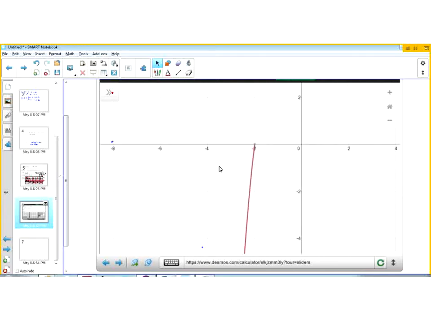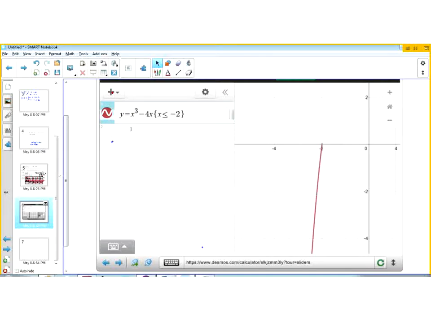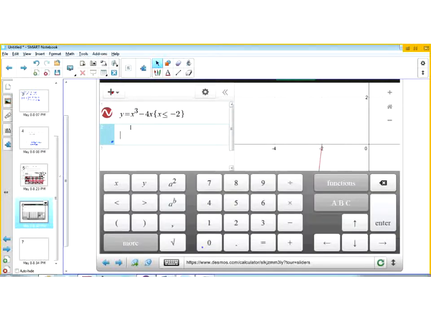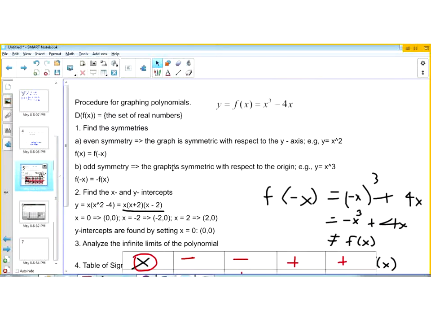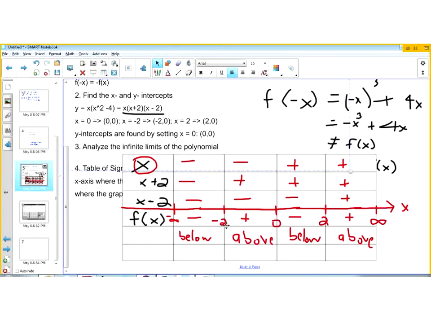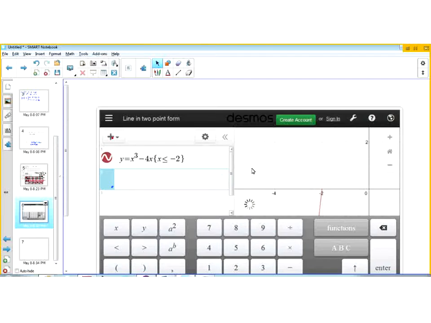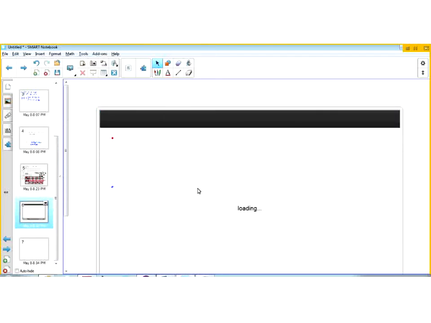Okay. So panning around, we see that, as expected from our table of signs, for x less than -2, the graph is below the x-axis, as you can readily see. All right, so now the next thing that the table of signs indicated to us was that between -2 and 0, the graph is above the x-axis. All right, so let's see how that's going to work out.